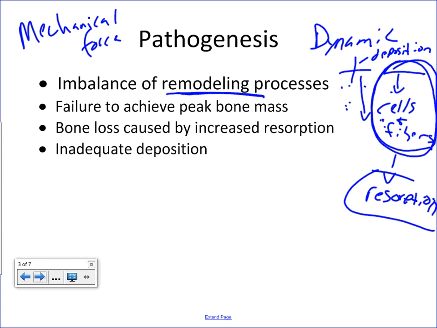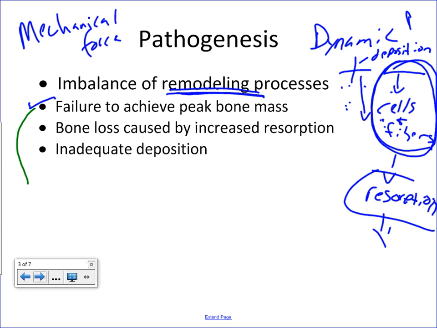And remember, just for a little review, what are the cells that drive these two processes? I'm not going to tell you those right now, but again, you should be thinking about this. Okay, so what can cause an imbalance in this remodeling process? There are three very common factors that fall into here. One of them is a failure to achieve a peak bone mass. All right, a peak bone mass.